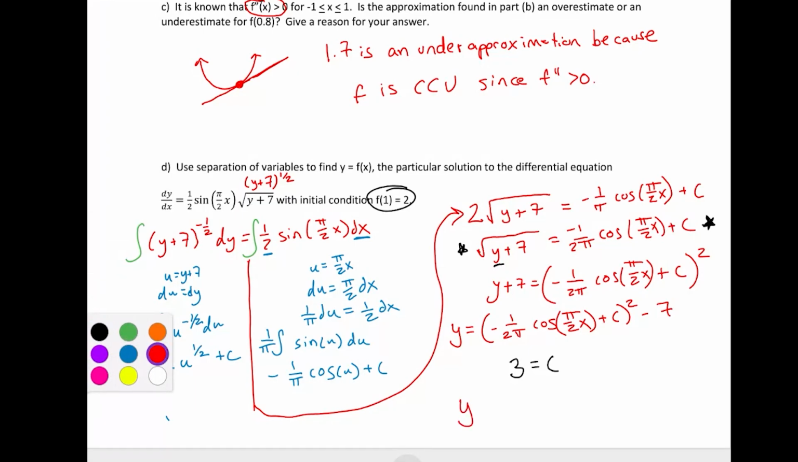And so we've got y equals negative 1 over 2 pi times cosine of pi over 2x. Don't want to forget the x there. We got the plus c now. All that will be squared, and then finally minus 7.